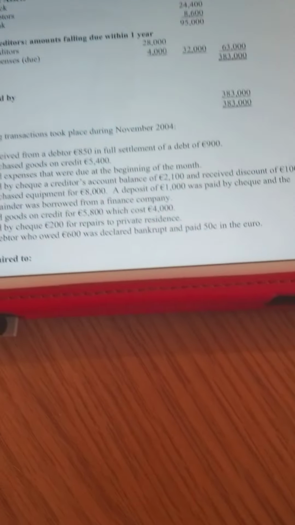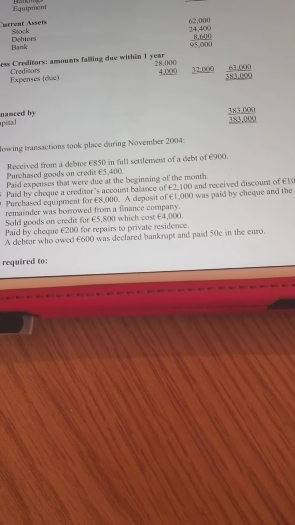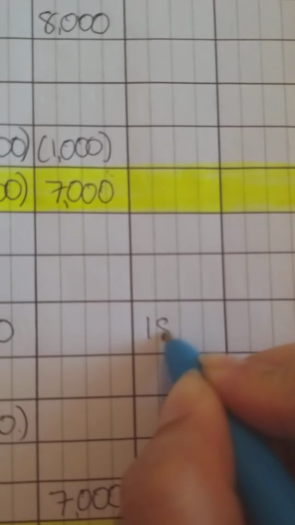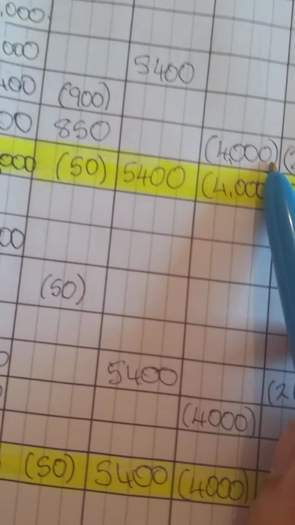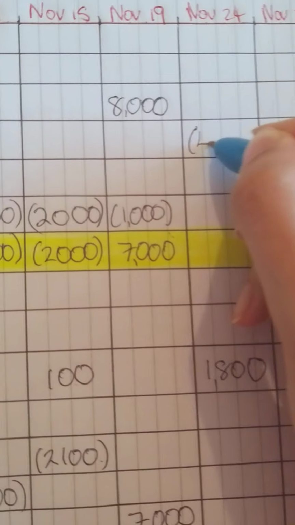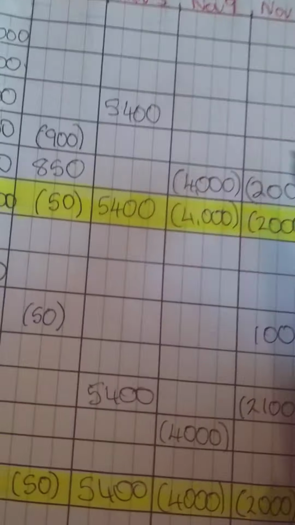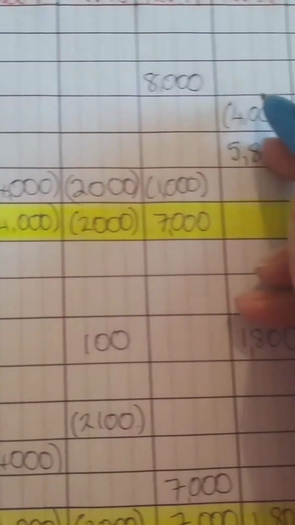Okay, on to the 24th, sold goods on credit for 5,800, which cost 4,000. Sorry, what was that? No, I read that wrong. Sold goods on credit for 5,800, which cost 4,000. So we made a profit of 1,800. So we go to our profit and loss, and we put in 1,800. Okay, there's nothing else on this side, so it's 1,800, your balancing figure. And then up here, we reduce our stock by 4,000 because we've sold it. Our debtors now owe us 5,800. So add them two together and you'll get a positive 1,800.